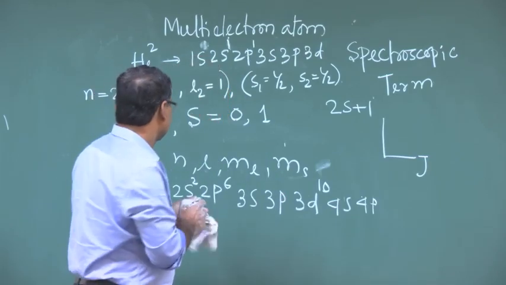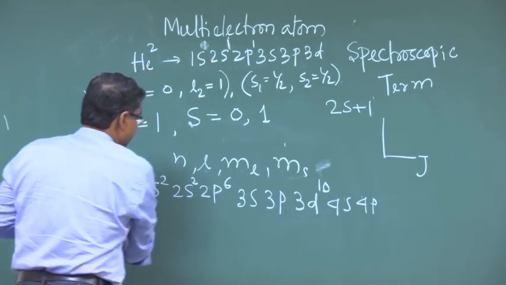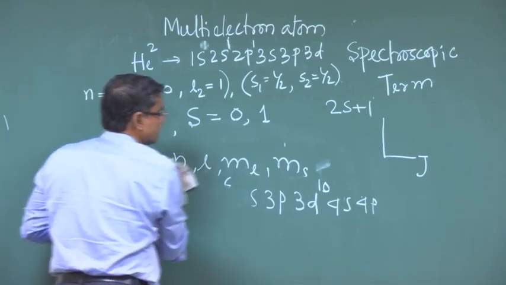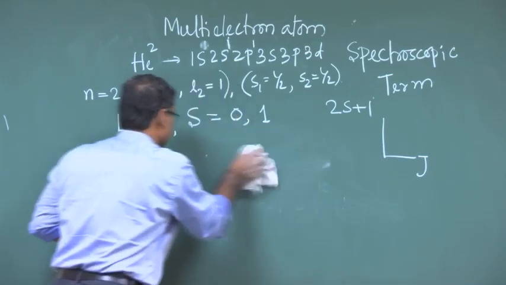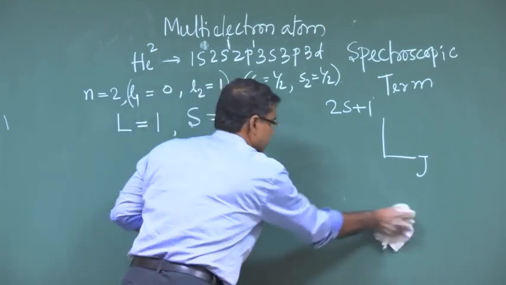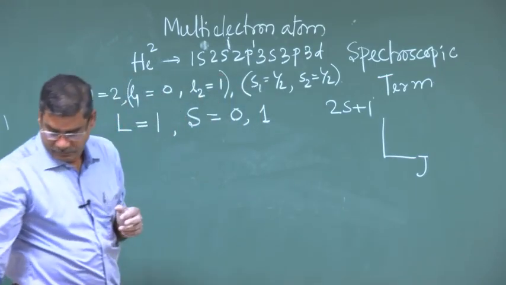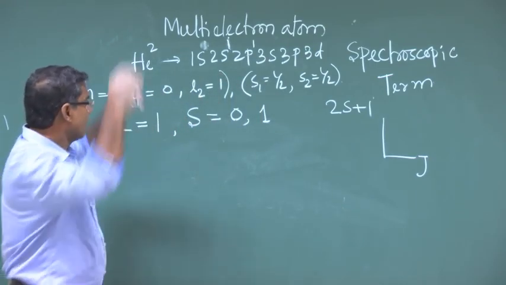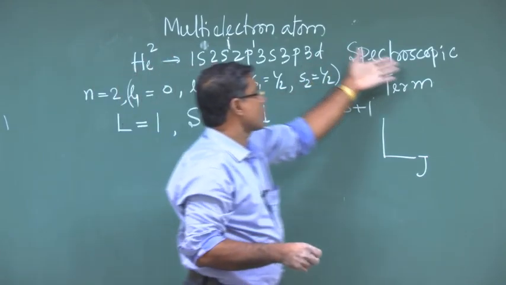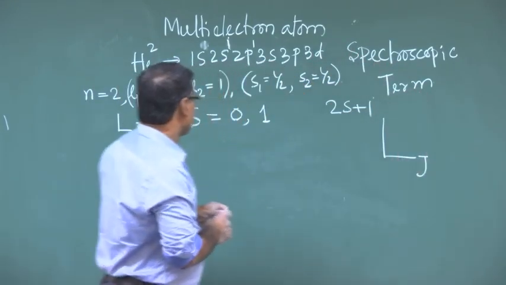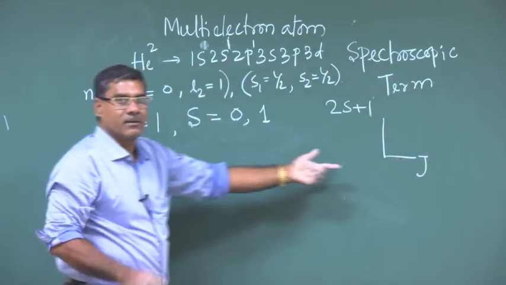Now what will be this spectroscopic term? So I have to find out the J value.